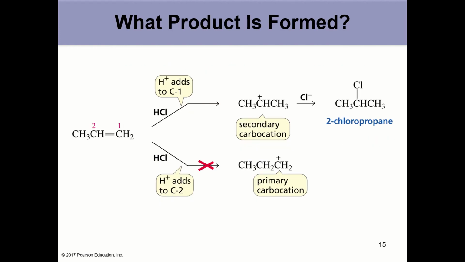What product is formed is going to depend on the formation of the intermediate. Because the secondary carbocation is what leads to having the chlorine at carbon 2 rather than a chlorine at carbon 1. The fact that we form the secondary carbocation is the reason the chlorine adds to carbon 2 instead of carbon 1, and this gives us a different final product. So which carbocation is formed is instrumental in determining what the final product is.